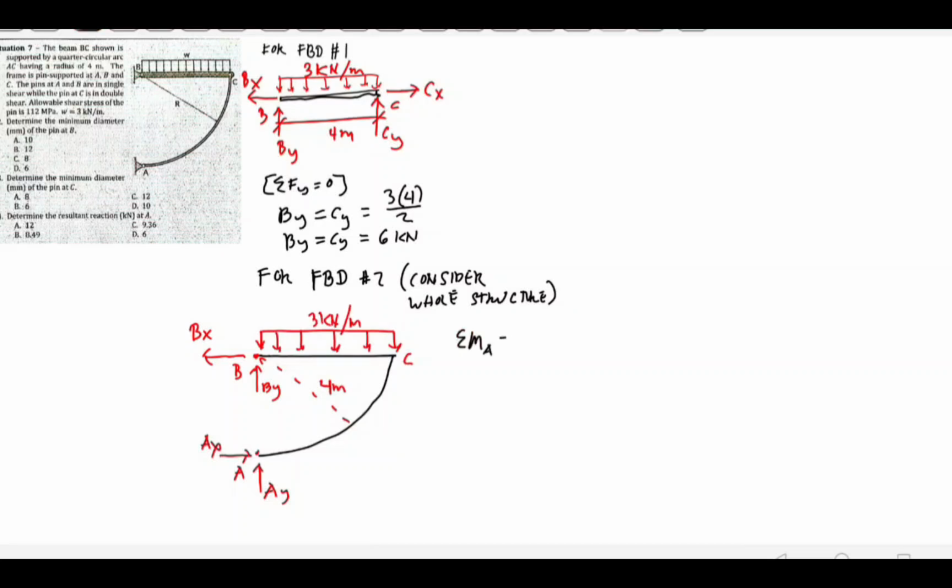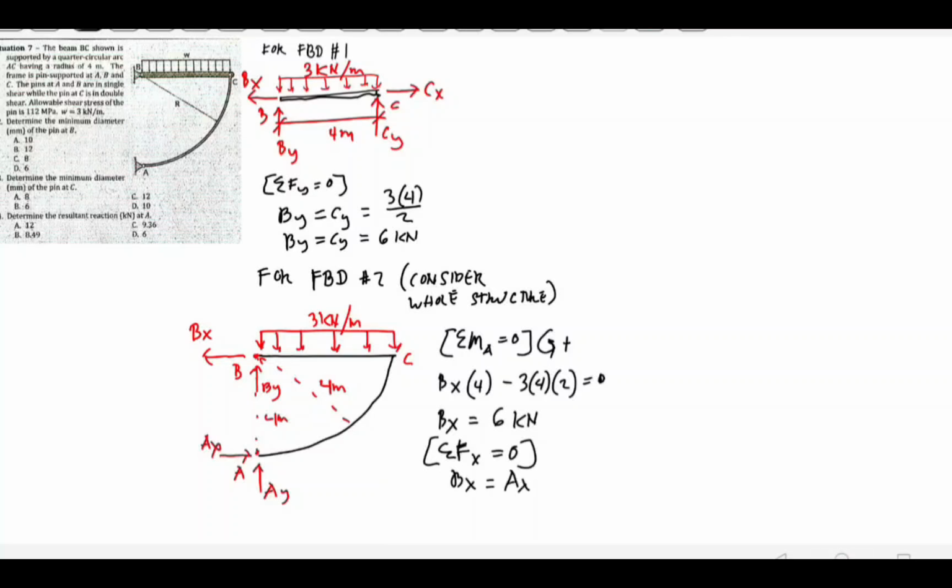Summation of moment at A equals 0, assuming counterclockwise positive. Then Bx times 4, minus 3 times 4 times 2, which is the moment arm, equals 0, so we get Bx equal to 6 kilonewtons. For summation of force along x equals 0, Bx equals Ax, so Ax equals 6 kilonewtons. For summation of force along y equals 0, By equals Ay, so Ay is equal to 6 kilonewtons.